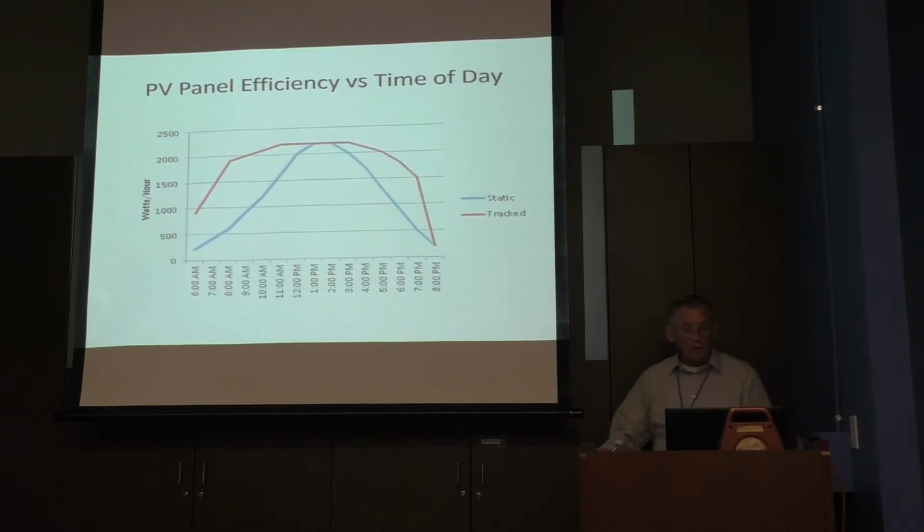So with that in mind, let's look at the photovoltaic panel efficiency versus the time of day. And this graphic shows that efficiency in two cases. One is a static or fixed photovoltaic system. The other is a sun tracking system.